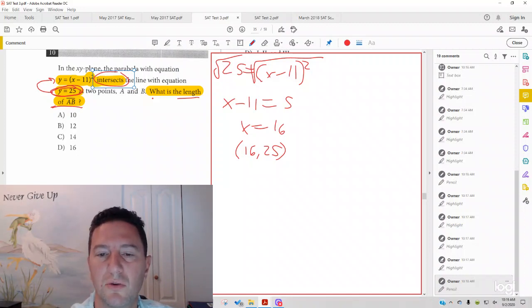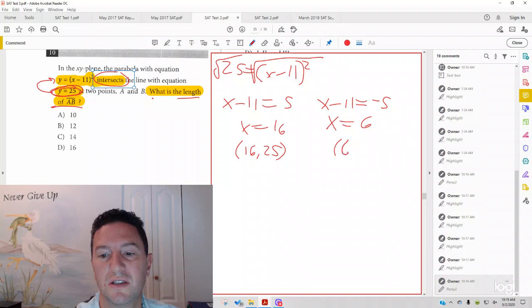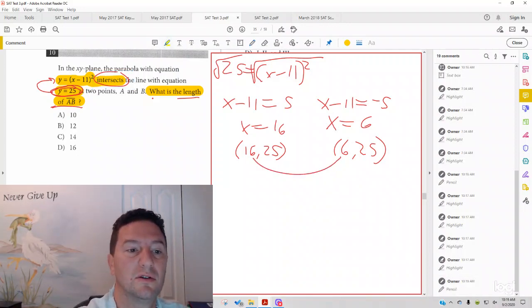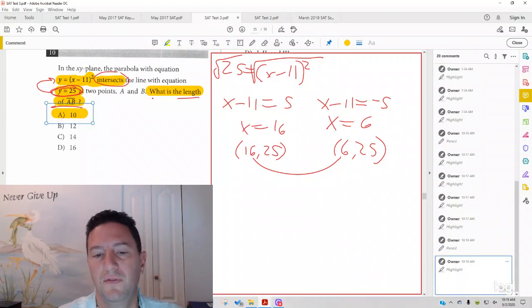So if something squared equals something, it's plus or minus. So in other words, x minus 11 also equals negative 5. Then if you add the 11 to both sides, you get x equals 6. So this coordinate is actually 6 comma 25. If you get two coordinates and the y's match, then the distance is the difference of the x's. So this answer is 10. Now, if the x's match, then the distance would be the difference of the y's.